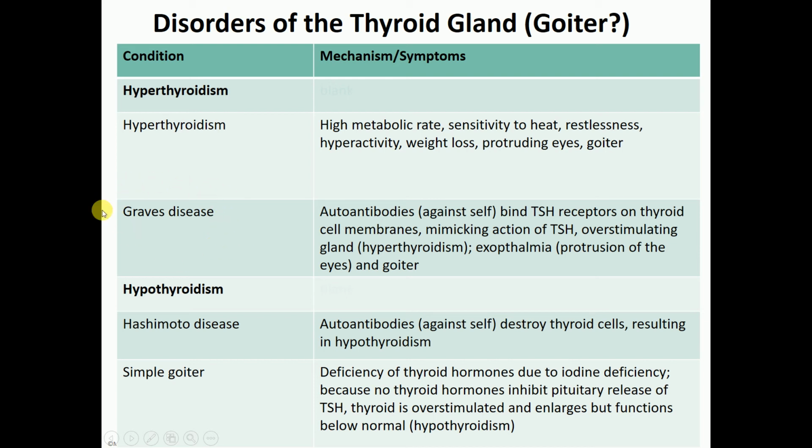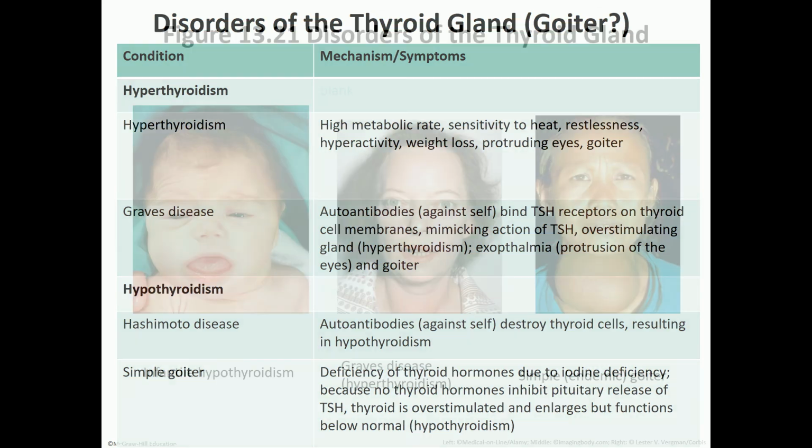Graves' disease is hyperthyroidism due to an autoimmune cause. It's usually in females, as autoimmune diseases tend to be more common in females. We have autoantibodies that bind to the TSH receptor found on the thyroid gland, and that is going to mimic the action of TSH, and therefore overstimulate the thyroid gland to make lots and lots of thyroxine. So they have hyperthyroidism, and they have exophthalmia, which means if you look at them, they look like they're staring at you. So there's the protrusion of the eyes, and goiter as well. We'll take a look at the picture and then we'll come back to this slide.